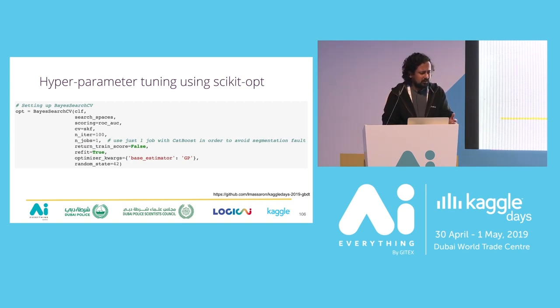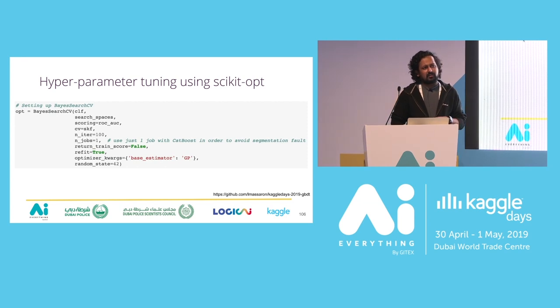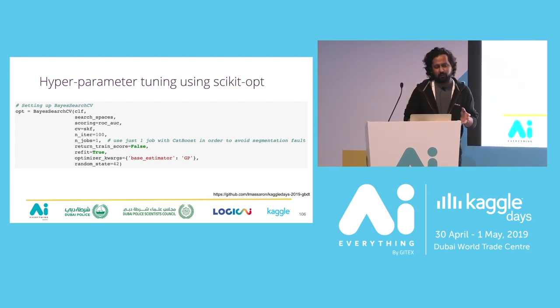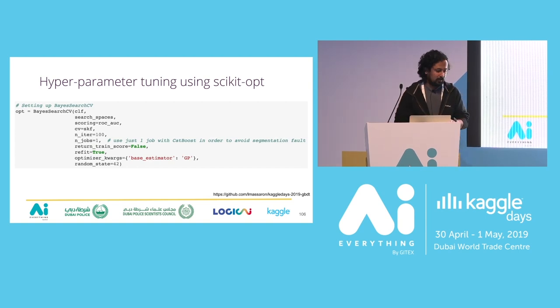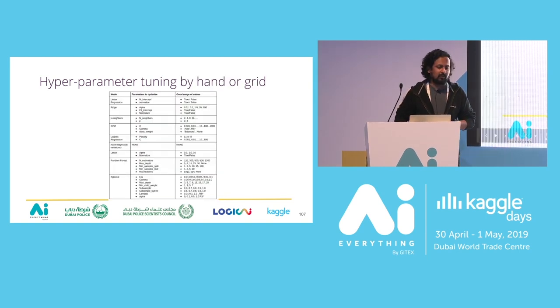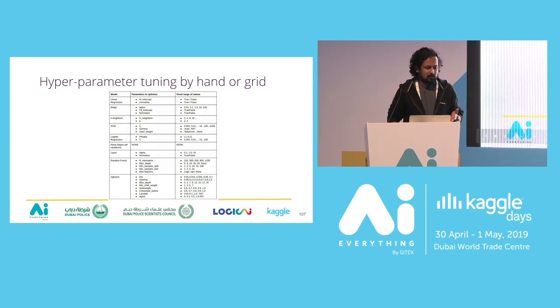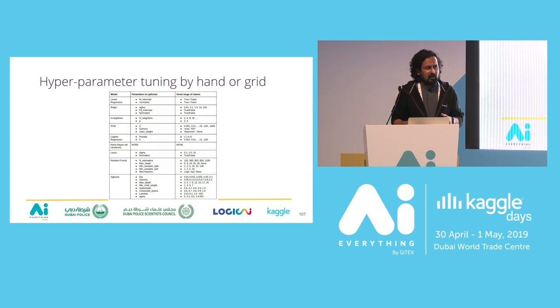Once you have that, you can just use BayesSearchCV and specify the search space, what kind of scoring method you want to use, and the type of CV. So here I'm using stratified k-fold. I haven't shown that part of the code yet. Here, I'm using a GP estimator. So that's also a hyperparameter, but this is something I don't like to do because it consumes a lot of time. Instead, I go for hyperparameter tuning by hand. And then if I have time left, then I can optimize it further.